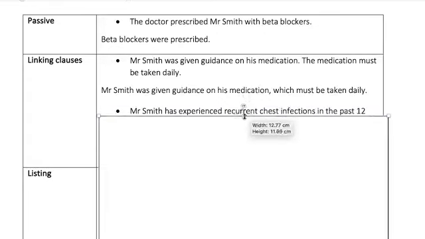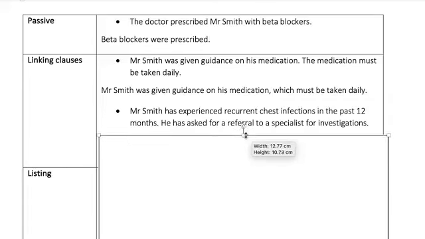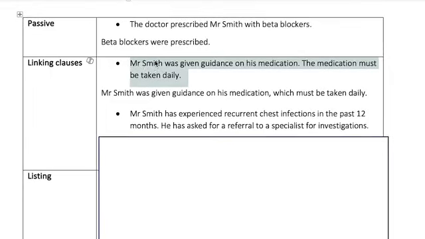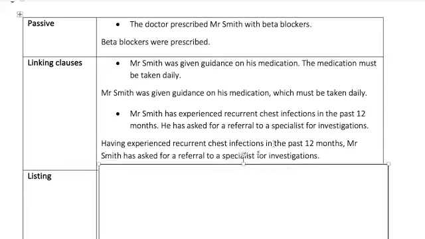Let's look at another one. Mr. Smith has experienced recurrent chest infections in the past 12 months. He has asked for a referral to a specialist for investigations. There doesn't seem to be any problem with that, and I'm not saying that there's anything wrong with this. Same with this. There's nothing wrong with it. Grammar's pretty good. It's accurate. But look at this example instead. Having experienced recurrent chest infections in the past 12 months, Mr. Smith has asked for a referral to a specialist for investigations.